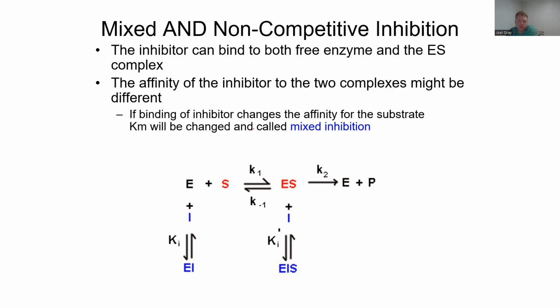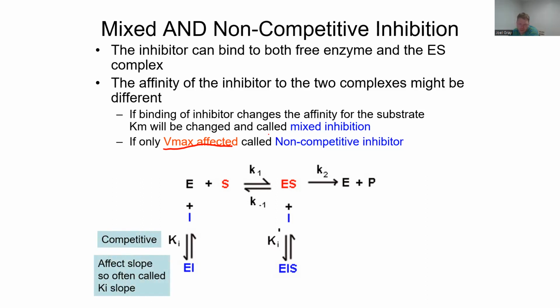But this says if binding of the inhibitor changes the affinity, so it doesn't drive it down, doesn't drive it up. This changes the affinity for the substrate. The Km will be changed, and this is called mixed inhibition. So if it impacts the Km, it is mixed inhibition. Now, if only Vmax changes, then this is called a non-competitive inhibitor.